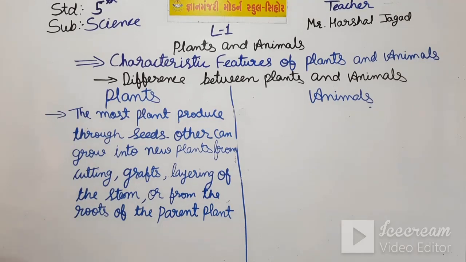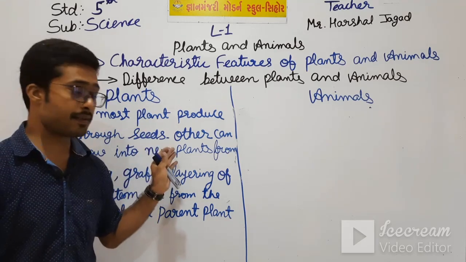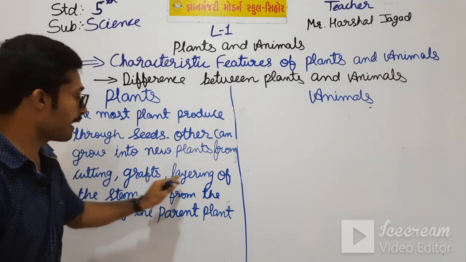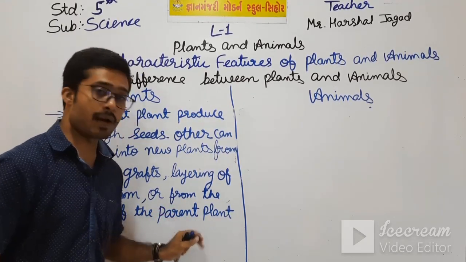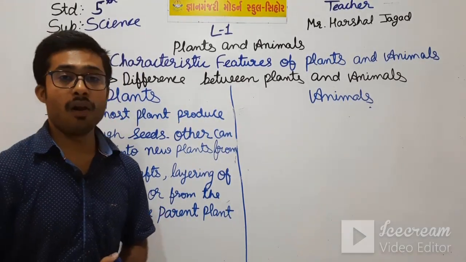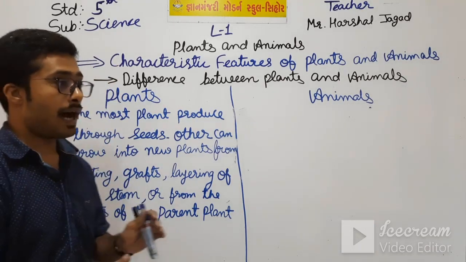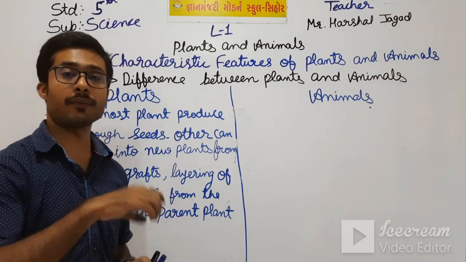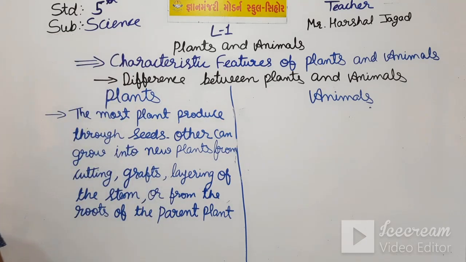So, in this point, the plants are produced from the seeds, but others can grow into new plants from cutting, grafting, layering of the stem, or from the roots of the parent plant. So we all know that we have seen plants which are grown from the different types of layering or from the roots of another plant. They grow by themselves. Okay students, now the next point.